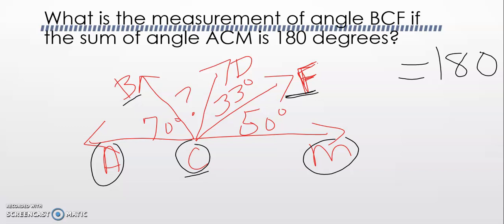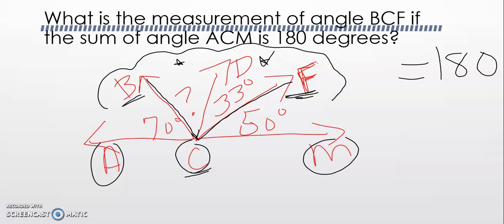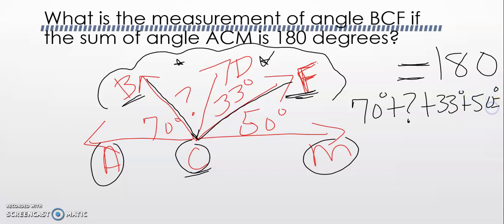All right. I'm looking for BCF. When I trace out B to C to F, I see two measurements inside. One is missing. Okay. So I'm going to write out the equation that I do know. I know that everything from inside the picture is supposed to equal 180. So I know 70 degrees plus question mark, that's the missing amount, plus 33 degrees plus 50 degrees. All is supposed to equal 180.